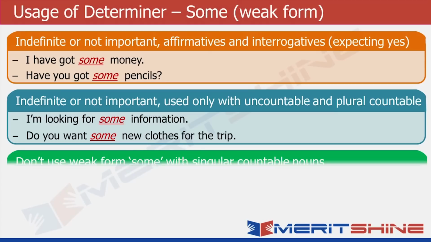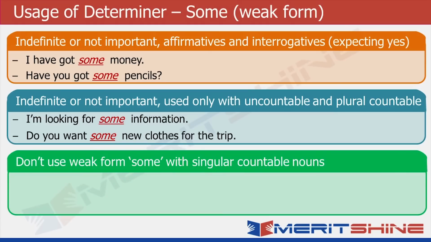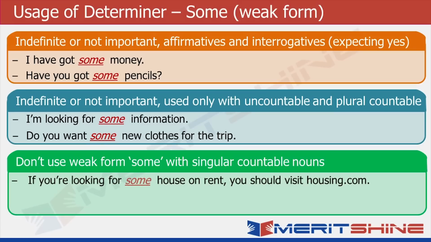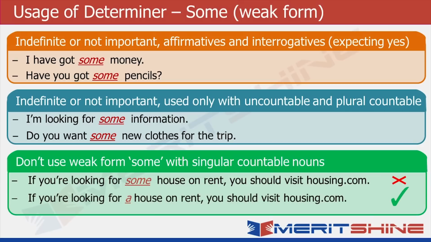In the weak form, some should not be used with singular countable nouns. If you are looking for some house on rent, you should visit housing.com. The correct way would be, if you are looking for a house on rent, you should visit housing.com.